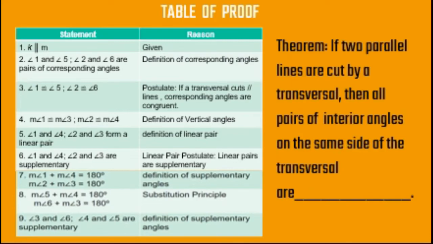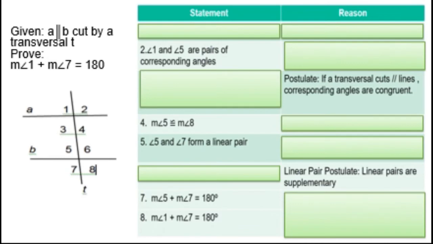And for the theorem: if two parallel lines are cut by a transversal, then all pairs of interior angles on the same side of the transversal are supplementary. Next, given A is parallel to B, cut by a transversal T. Prove that measure of angle 1 plus measure of angle 7 is equal to 180 degrees. So what is our first statement?